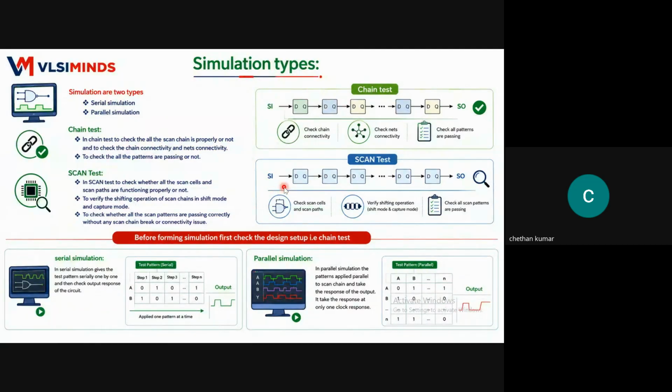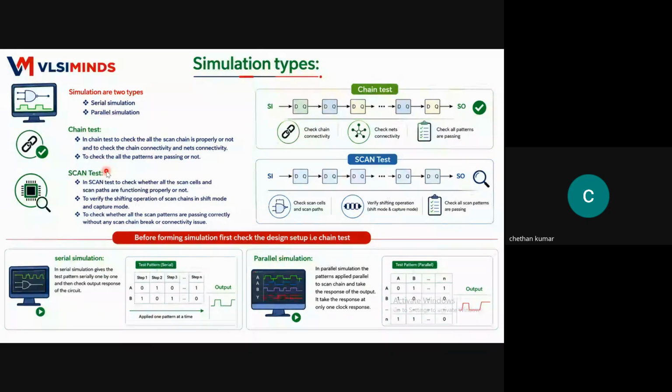Again, the shifting operations are done at the lower frequency and the capture operation is done at speed frequency. To do that operation, we call it scan test, or we call it capture patterns. These are called capture patterns. These are called chain patterns.